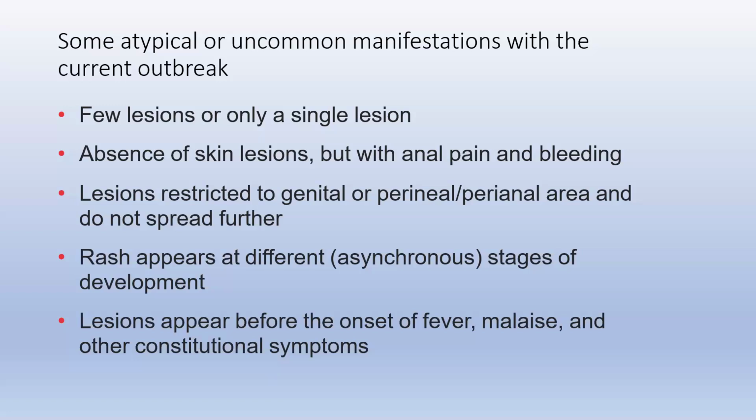Absence of skin lesions, but the patient may only present with anal pain or bleeding. You may find lesions only restricted to the genital or perianal area that do not spread to other parts of the body. Usually, the lesions are synchronous and occur at the same stage, but you may find in some patients rashes that appear at different stages of development. And then you may also find patients who have lesions that occur before onset of fever, malaise, or any other constitutional symptoms.